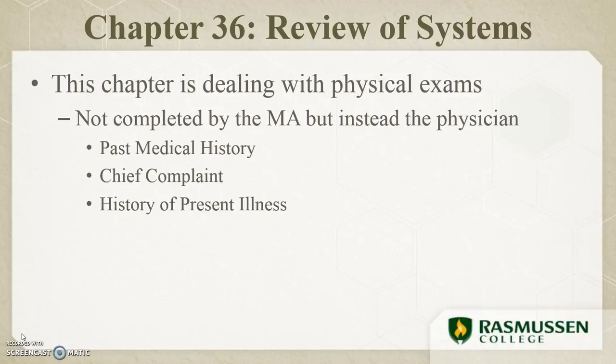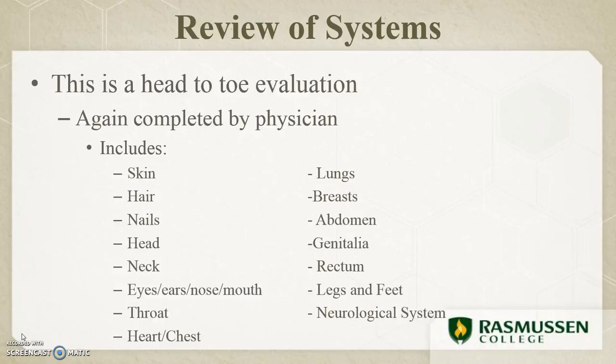Lastly, the physician will move on to the history of present illnesses. This contains detailed information and description of the symptoms that the patient's having, such as the onset, the duration, and the intensity of each symptom. After we have reviewed all of those situations, the physician will then do what he calls a review of systems. This is a complete head-to-toe examination that focuses on evaluating all the patient's body systems.